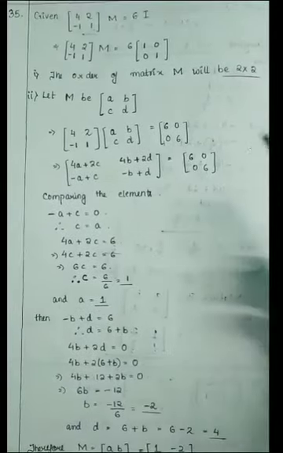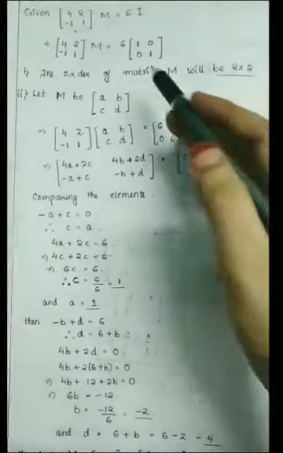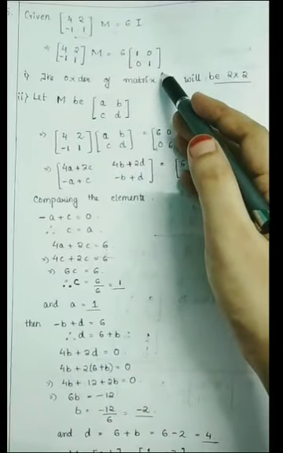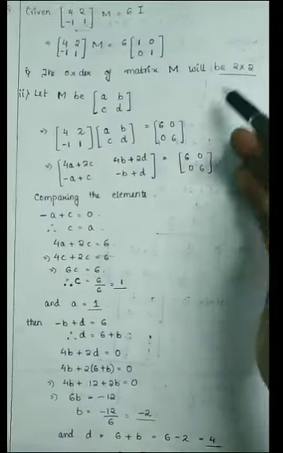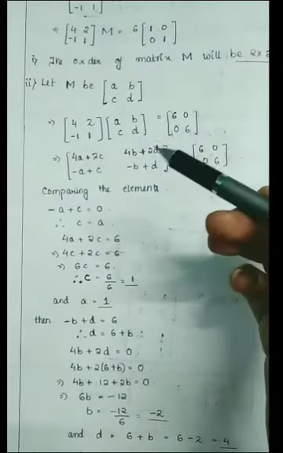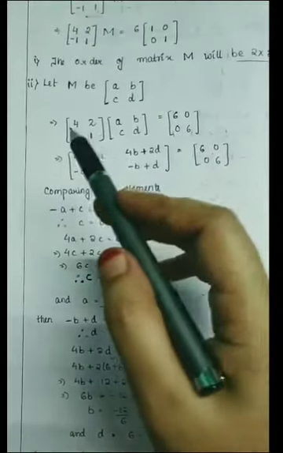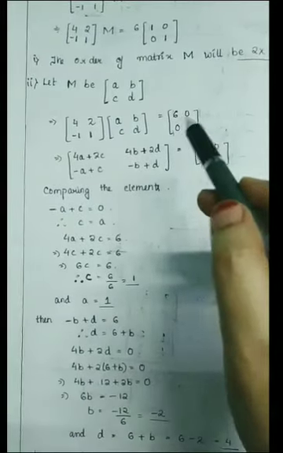So what will be the order of the matrix M that is asked in the question? So that will be 2 into 2. Okay, because here the product is a 2 into 2 matrix, so the matrix asked in the question will also be 2 into 2. Now M is equal to, let's take it as a, b, c, d like the previous question. After that we'll just multiply this with the 4, 2, minus 1, 1 matrix, that is equal to 6, 0, 0, 6.